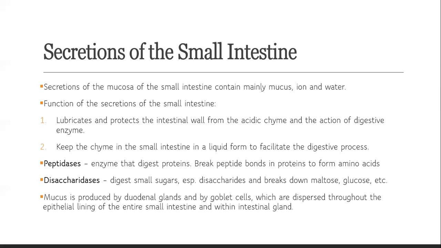So there are two secretions. We have the peptidases and the saccharidases. So they are enzymes. The peptidases are enzymes that digest proteins, while the saccharidases are enzymes that digest small sugars, such as disaccharides, and break down maltose and glucose and many more. Then the mucus that is produced by the duodenal glands and by goblet cells is important in the epithelial lining of the entire small intestine and within the intestinal glands.